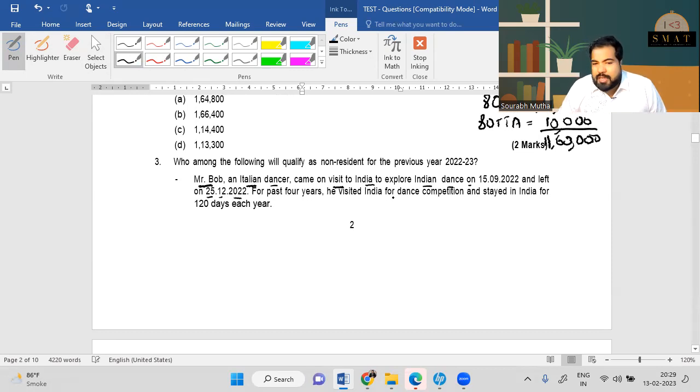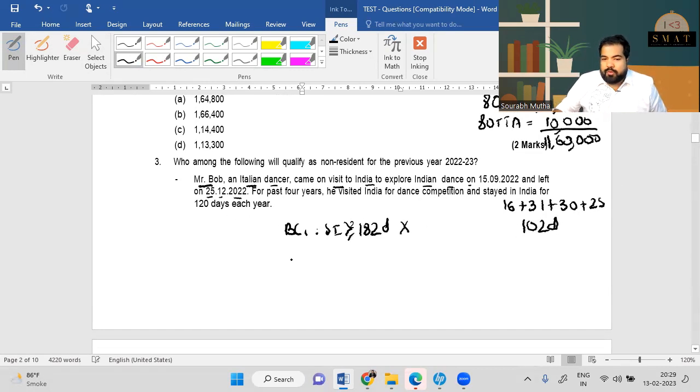For the past 4 years, he had visited India for dance competitions and stayed in India for 120 days each year. Basic condition 1, stay in India greater than or equal to 182 days. Let's see the stay in India. September 15th he came to India. I have to include that day. So 30 minus 15 plus 1 is 16 days in September. October, November, and December 25th. Let's add up 16 plus 31 plus 30 plus 25. 102 days in the year. So this condition is not fulfilled.